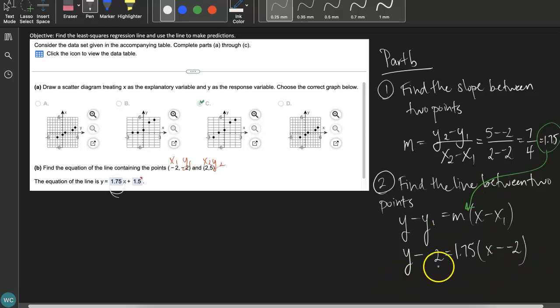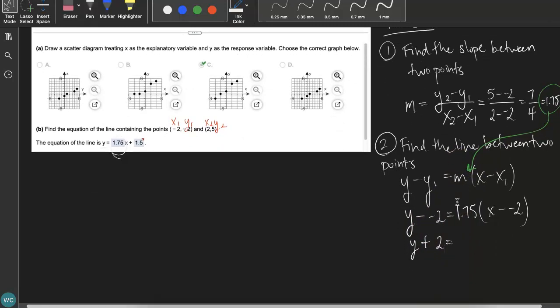From here, we'll just clean this up because when I look back to the equation itself, notice that it has been solved for y. So that means I could rewrite as such. So minus a negative is the same thing as adding a positive. I can distribute the 1.75. Well, first, actually, let me clean this up. This would be x plus 2. Now let's distribute the 1.75.